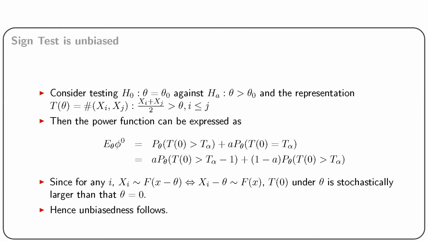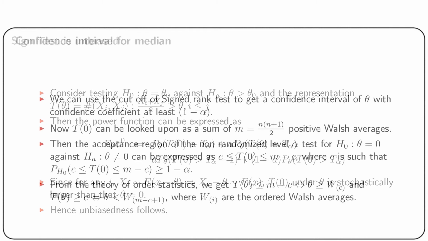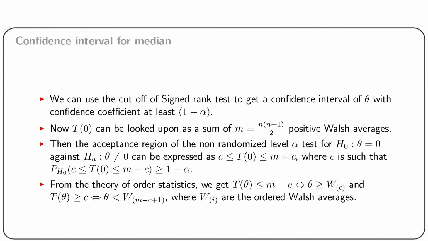Since the tests are of size alpha, the power function exceeds alpha, and hence we get that the right-tailed size alpha Wilcoxon signed rank test is unbiased. Similarly, unbiasedness against other alternatives also follows. In any inferential procedure, deriving a confidence interval is always desired. We now derive a confidence interval for a median using the Wilcoxon signed rank test.